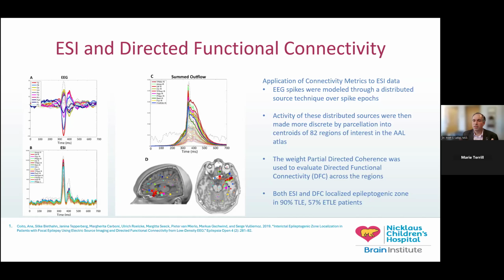And what they're essentially trying to look at is, how is this network communicating, and how is it understanding? And of course, what we always want to know is, where is the seizure coming from? So both the ESI and the directed functional connectivity localize the epileptogenic zone in 90% of the TLE cases and 57% of the extratemporal lobe epilepsy cases. So this is a way of me saying there may be a lot more we can do with the ESI data to understand not just our localization, but also the networks that are ongoing in these patients.